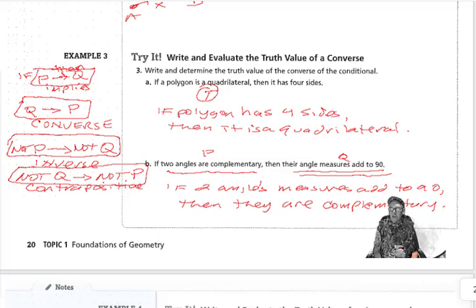So there's the converse. Now is it true or not? If two angles' measures add up to 90, then they are complementary angles. That's a true statement. That's part of the definition of what complementary is. Two angles that add to 90 are complementary. If you have two complementary angles, then their measures are going to add to 90. Okay, let's move up.